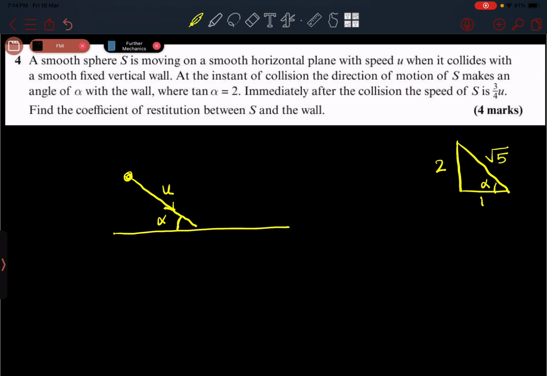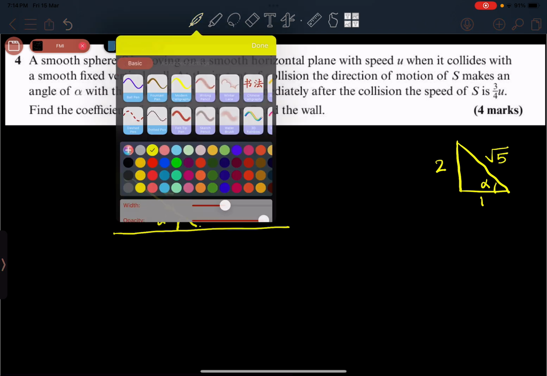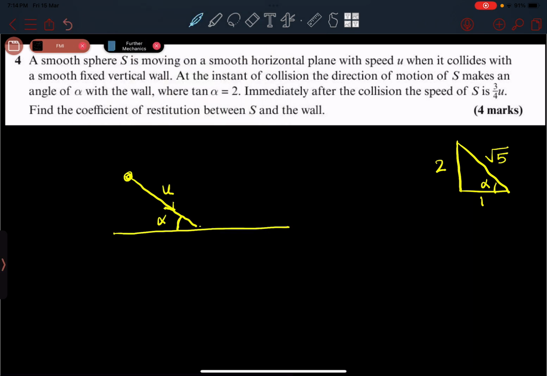Immediately after collision, the speed of S is 3/4 u. So let's use a different color for that one. So I know that V is 3/4 u. Find the coefficient of restitution between S and the wall.